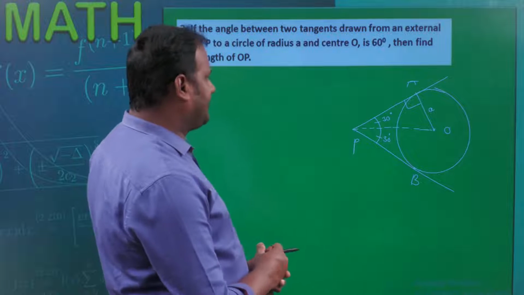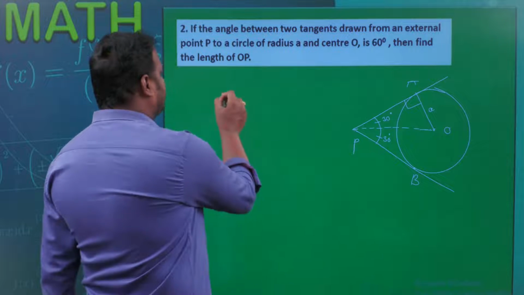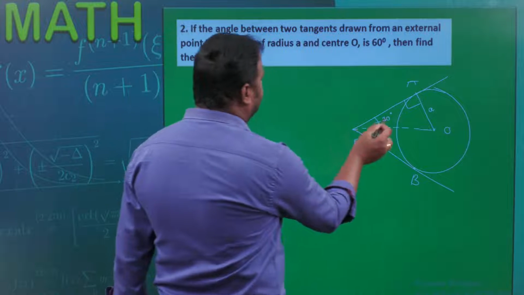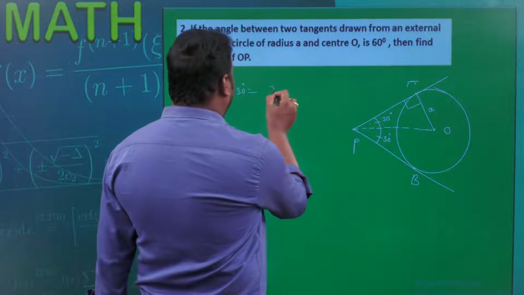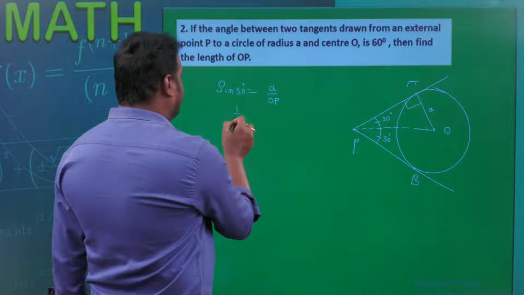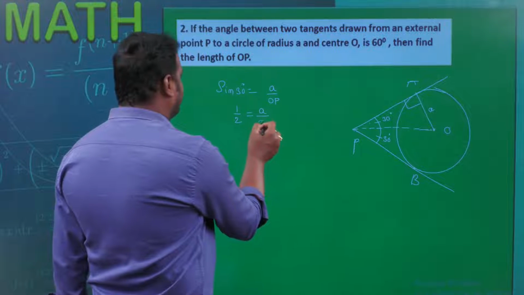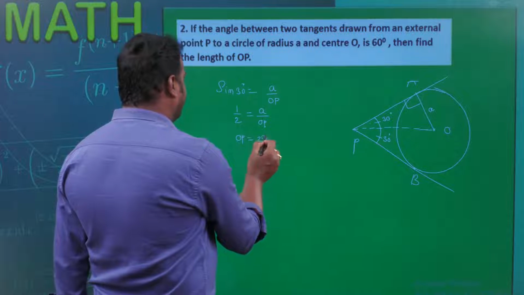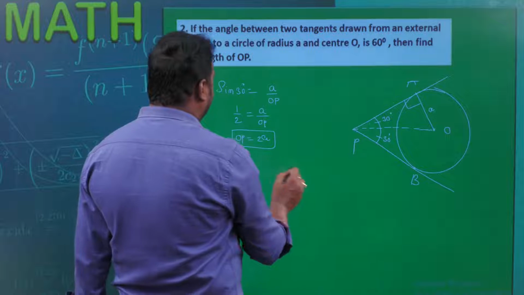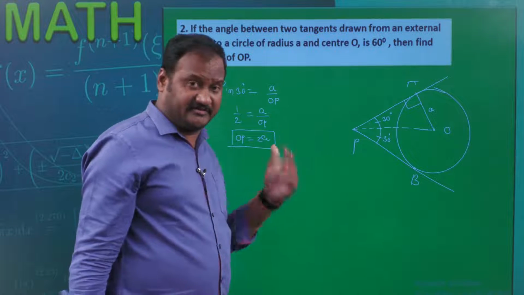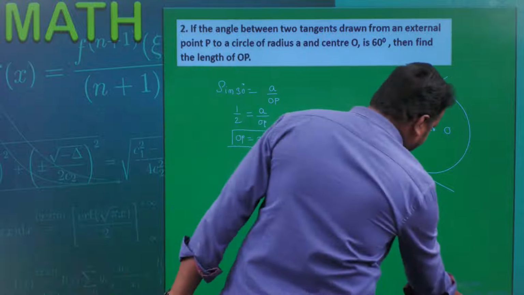Why don't we apply sine 30 degrees? Sine 30 degrees is equal to the side opposite to 30, which is small a, divided by the hypotenuse OP. Sine 30 is equal to 1 by 2 is equal to a divided by OP. Therefore, OP is equal to 2 times small a. That is, 2 times the radius is the length of OP. This is a very simple problem, but this problem was given for 5 marks.